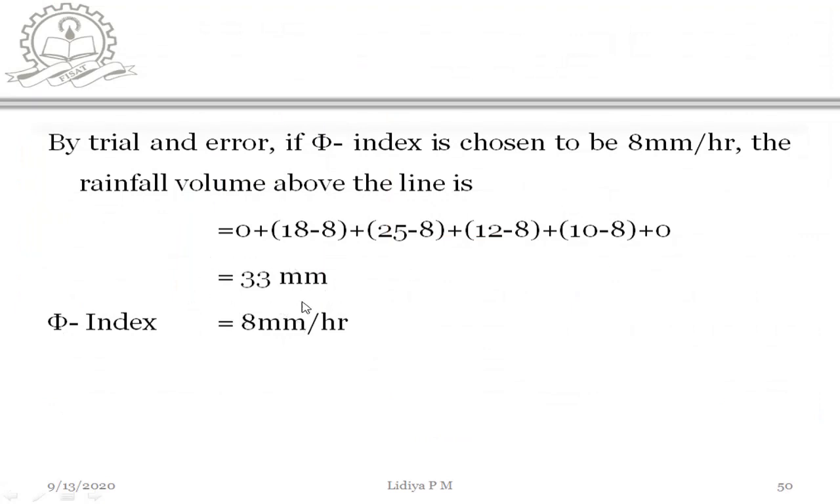That is, we got the depth of runoff as 33 mm, and our first trial was phi index. We assumed it as 8 mm per hour, and for that value we are getting the runoff volume as 33 mm. So our assumption is correct. Otherwise we have to assume a new value and find out the value of runoff, and you should check whether this obtained runoff is same as that we have calculated. So here phi index it is 8 mm per hour.